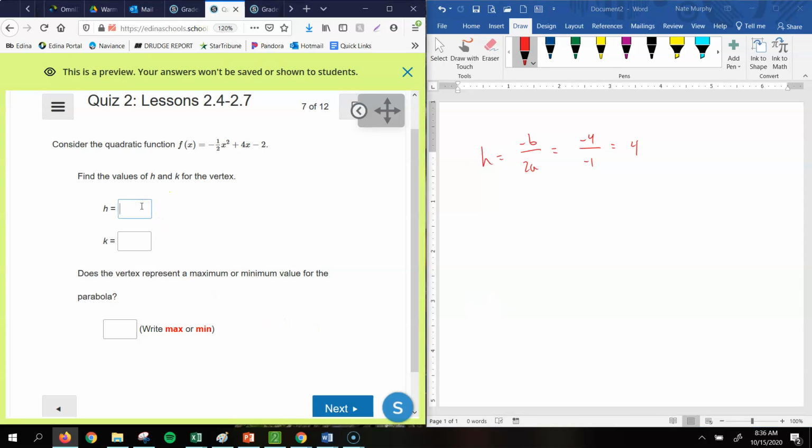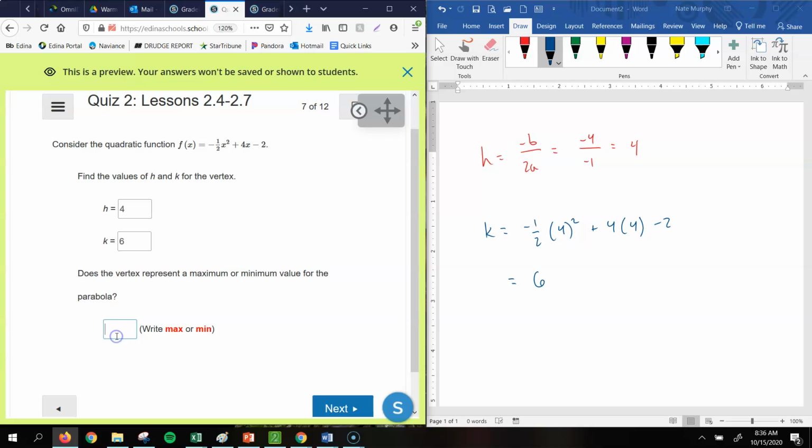So h is 4. So to find out what k is, we're going to replace x with 4. So we'd have negative 1/2 times 4 squared plus 4 times 4 minus 2. Well, this we can do with a calculator or without a calculator. 4 squared is 16. Negative 1/2 of 16 would be negative 8. And then 4 times 4 would be 16. So negative 8 plus 16 would be 8. And 8 minus 2 would be 6. So our k value would be 6. So the vertex here would be at the coordinate 4, 6.